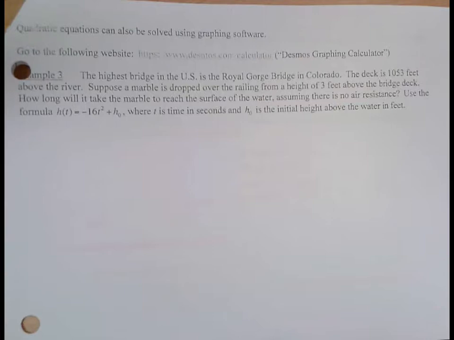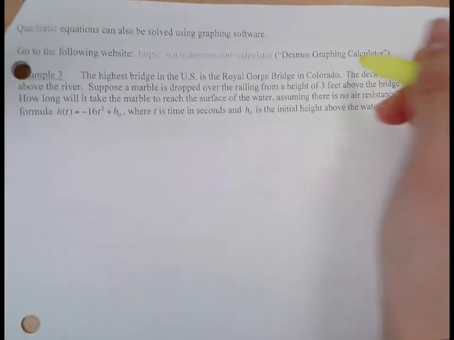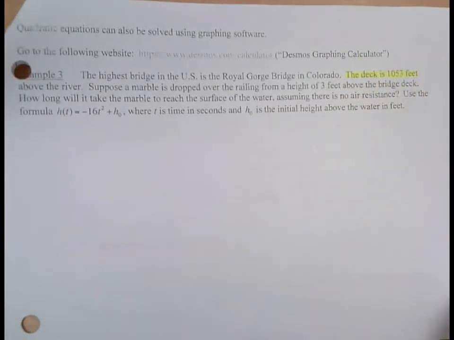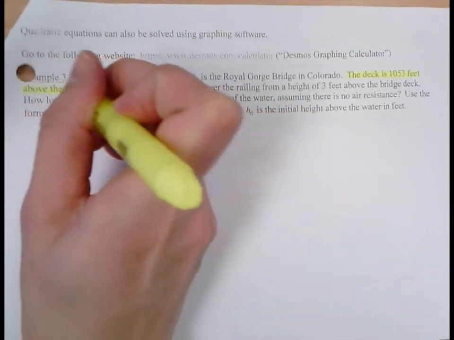All right. So I'm going to be flipping screens because I need to still show the example that's on our sheet. As I read through this, I'm just going to highlight what could be useful information. If I see they're giving me values of something, I'm going to highlight it. So we have the highest bridge in the U.S. is the Royal Gorge Bridge in Colorado. Here I'm given a value. So the deck is 1,053 feet above the river.